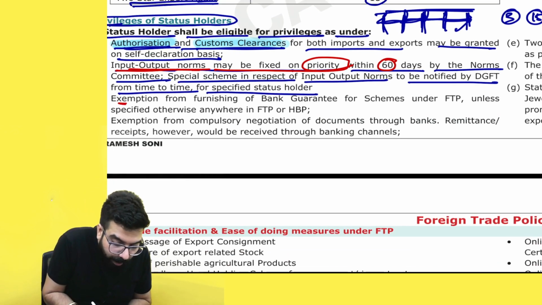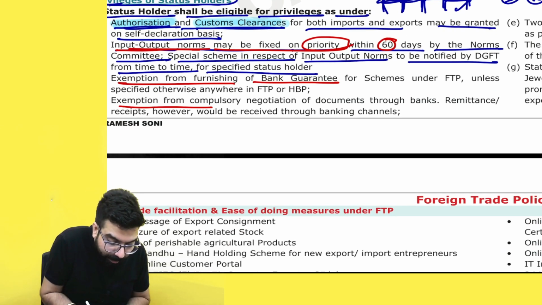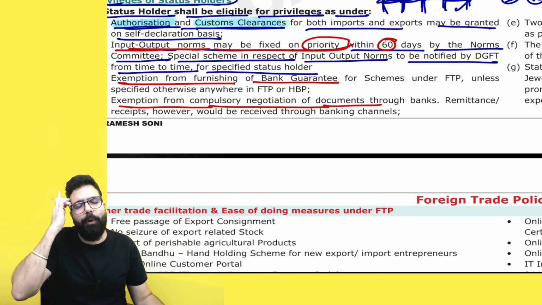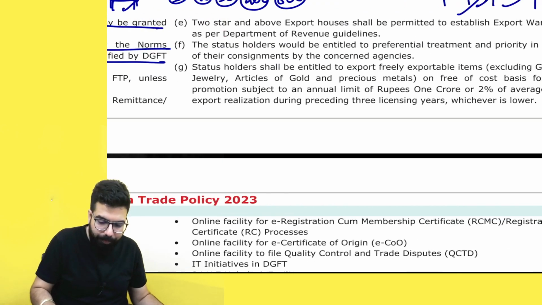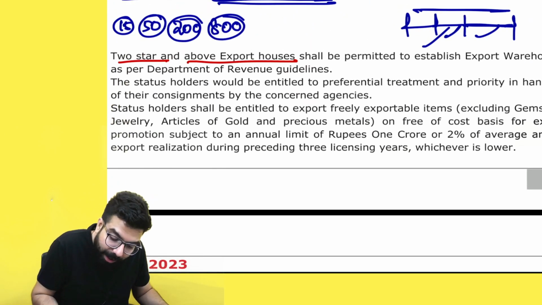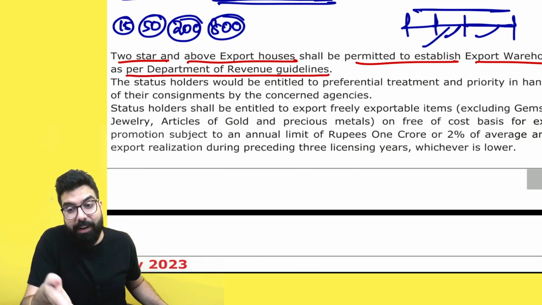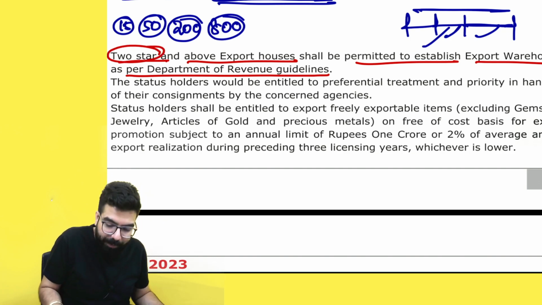Next, exemption from furnishing of bank guarantee. You don't have to furnish bank guarantees. Exemption from compulsory negotiation of documents. Basically, whenever you are importing or exporting, a lot of documents have to be given to the bank. For all those documents, exemption will be given. Then 2-star and above export houses shall be able to establish export warehouses as per the Department of Revenue. Baba, you can establish your customs warehouse if you are a 2-star and above export house.